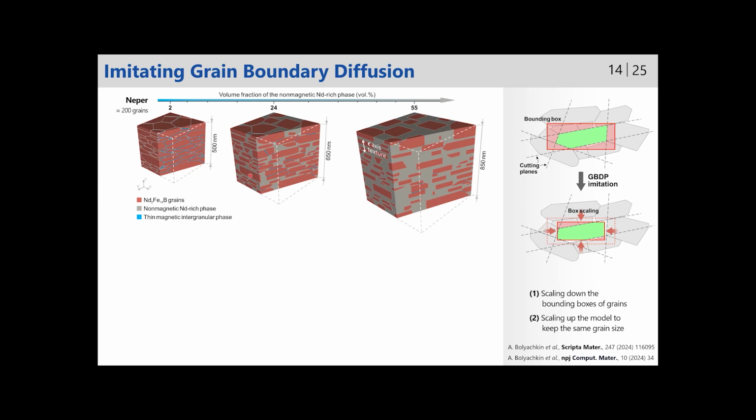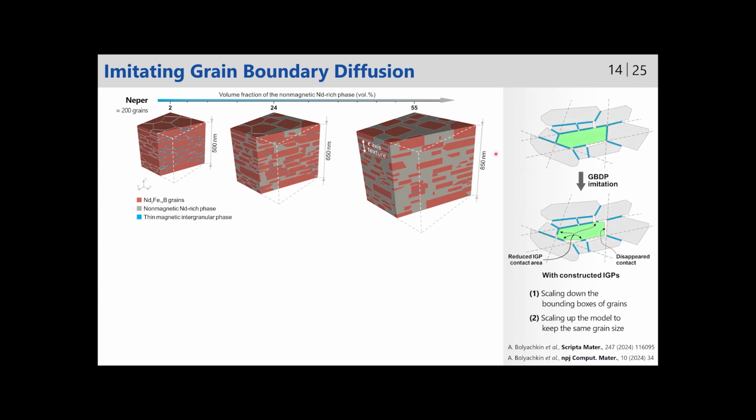With gray color, it's a non-magnetic phase, and you see that gradually we can increase the volume fraction of this non-magnetic phase. Each grain is becoming more and more isolated from each other, even though still for some grains, you can see some contacts through the thin magnetic intergranular phase.